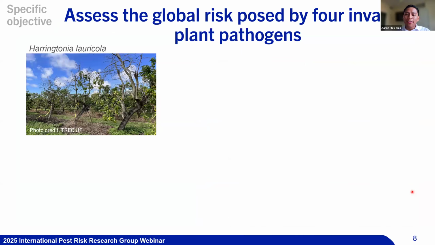And there are thousands of pathogens affecting plant health, and probably a few hundreds or maybe a couple of them are really invasive. The main objective of our study was to assess the global risk posed by four invasive plant pathogens. The first one is Harringtonia lauricola, which is the main causal agent of laurel wilt of avocado and so many species in the Lauraceae family in the United States and Southeast Asia.